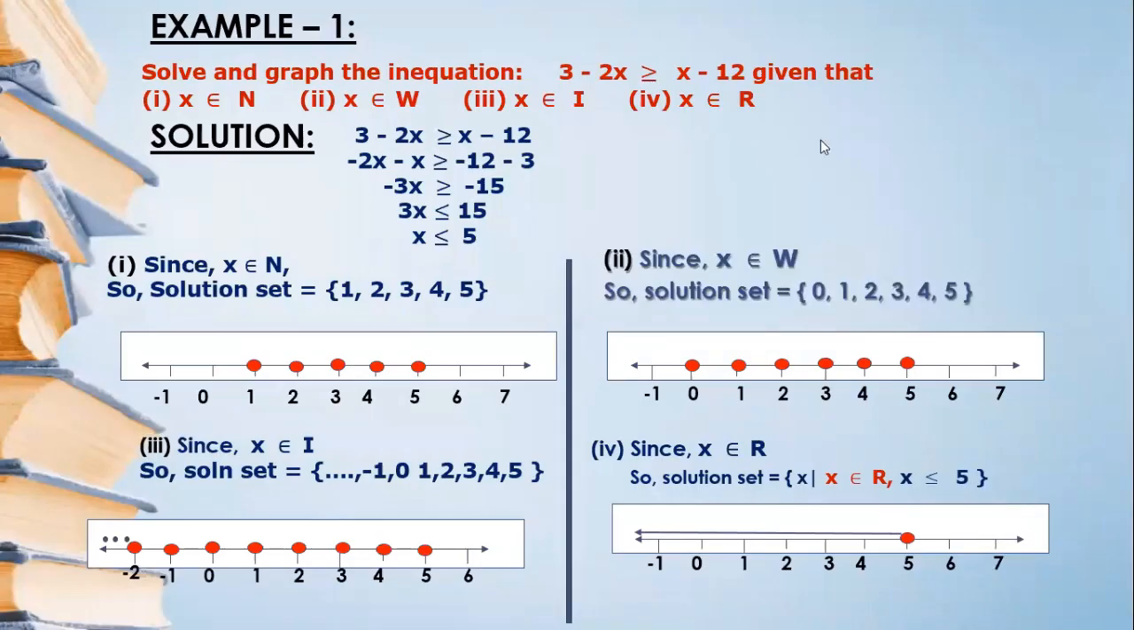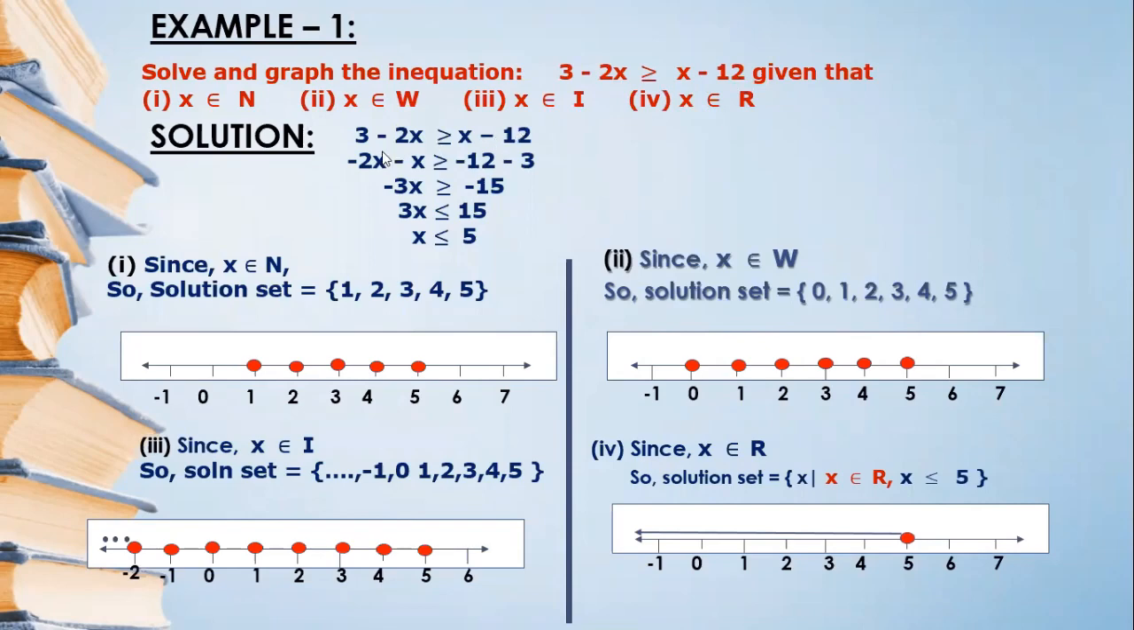Let us have some examples. Solve and graph the inequation 3 minus 2x greater than or equal to x minus 12, given that in first part x belongs to natural number, second x belongs to whole number, third x belongs to integer, and fourth x belongs to real number. So we will discuss all these cases.